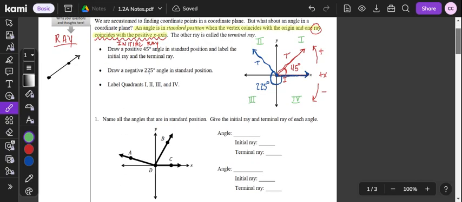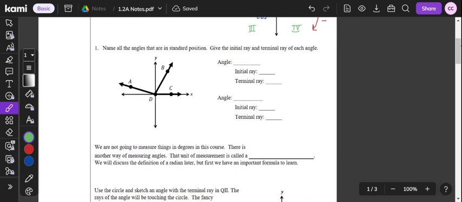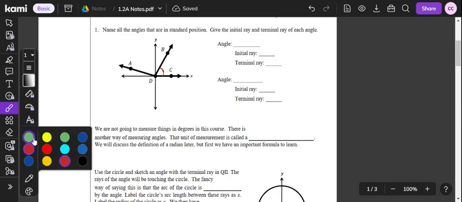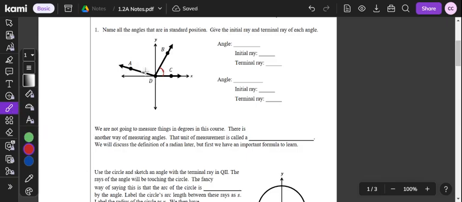All right, let's look at this first problem in our notes. It says name all the angles that are in standard position. So right out the gate, I see 2 angles. I see this one, all right, and it might be tempting to say this one is a standard angle, but it's not, because remember, a standard angle needs to start here. So the other angle is actually this bigger one right here.